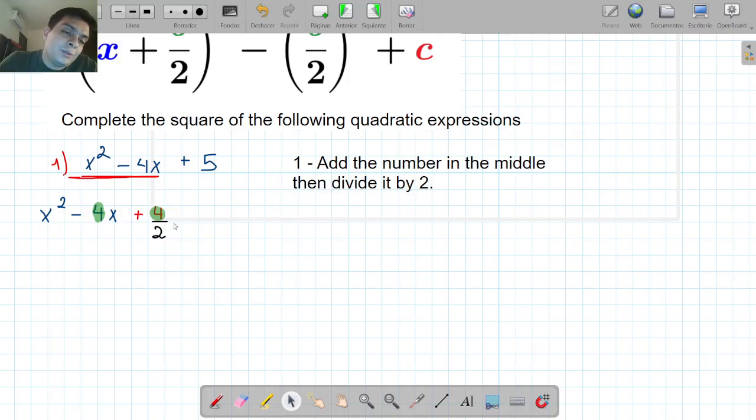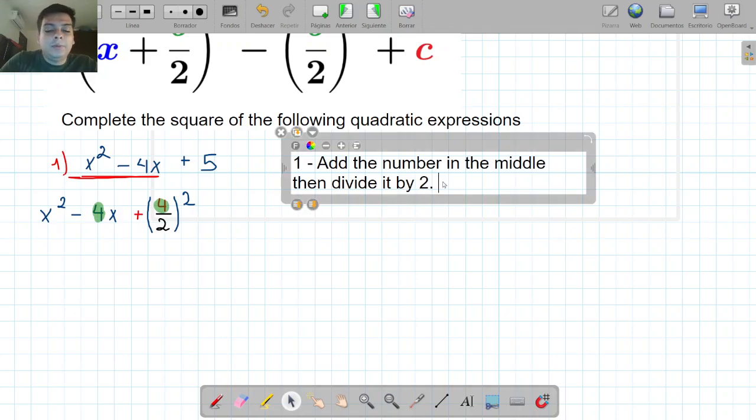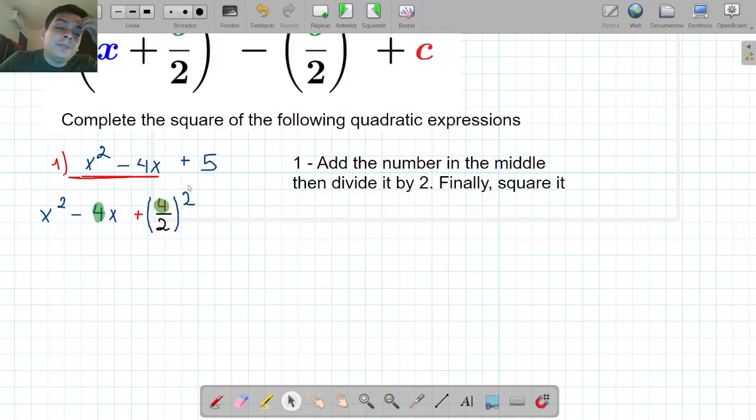And we didn't finish. Sorry, it's 3 things. After we divide it by 2, we have to square it. So it's 3 things. We add the number, we divide it by 2, and we square it. So here, let me write it. Finally, square it. So we write a square. Now this is going to give you a result, but we are going to do the following thing.